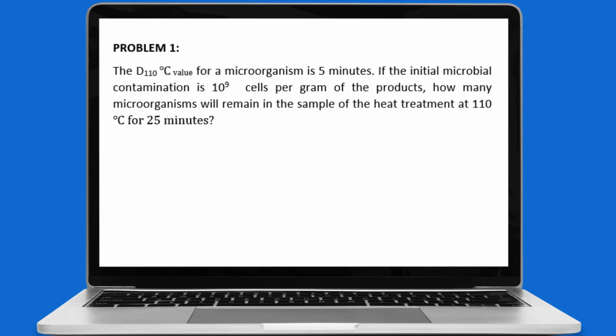So here is the given. The initial remaining cells per gram is 10 to the power of 9, and the time is equal to 25 minutes. The temperature is 110 degrees Celsius. The D110 degrees Celsius is equal to 5 minutes. So the question is, in 25 minutes, how many microorganisms will remain in the sample?